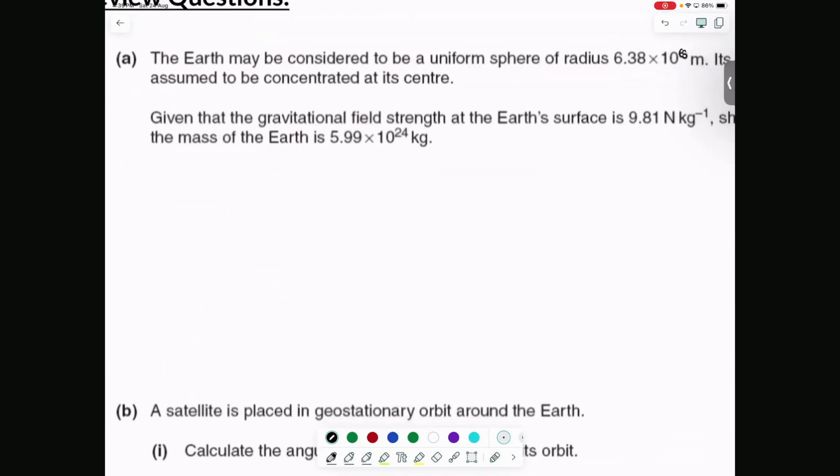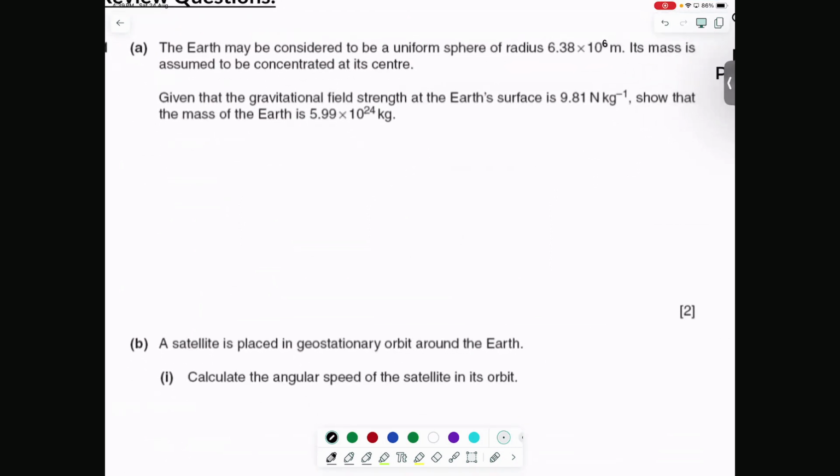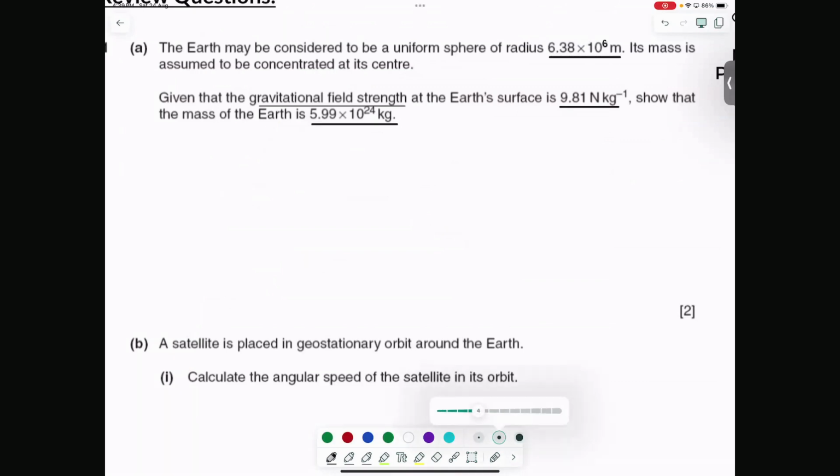So you need to find the mass of Earth. Gravitational field strength is provided. You're also provided with the radius, and you need to find the mass, right? So there's only one formula that satisfies the requirement here. What is that? The field strength equation, right? So g equals minus GM divided by r squared. That's the gravitational field strength equation, okay?